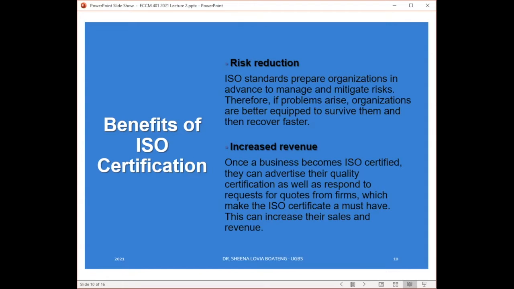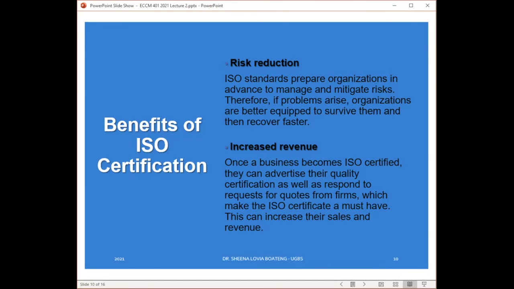And finally, with ISO certification, definitely if you are reducing your risk and you are producing better quality products that you can sell, not just in your country, but in other countries across the world, because of the quality and standardized nature of whatever output you are producing, definitely your revenue will go up because the certification becomes some form of advert for you that can make you a preferred brand over your competitors.